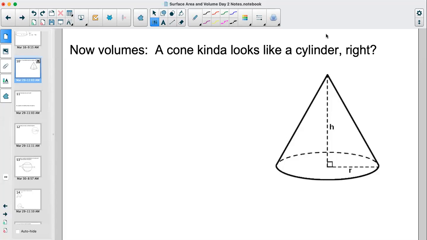Hey guys, back for volumes, the last bit of the volumes. So we have cones, pyramids, and spheres to look at. First, the volume of a cone.